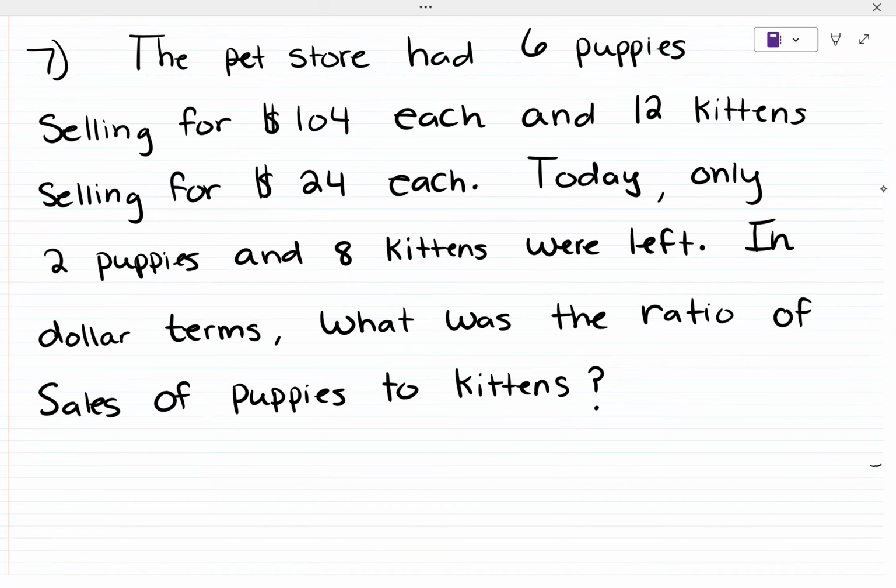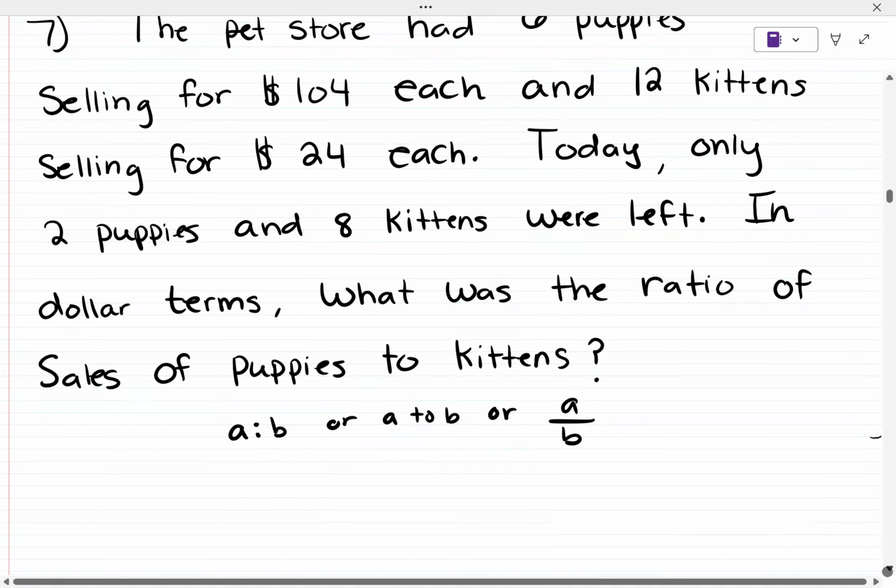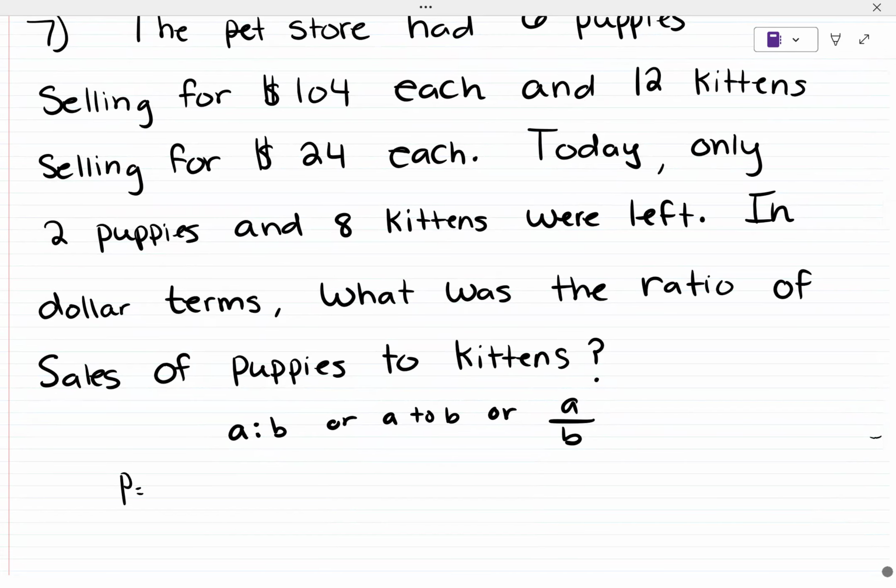So when they say ratio, you can put it as, for example, A:B, or you can also say A to B, or you can also say A over B. They all mean ratio. So ratio can be expressed with a colon, or A to B, or A over B. Okay? So the first thing that I would do for this problem is let's label our variables. So we're dealing with puppies and kittens, so we can say P equals puppies and K for kittens, right?